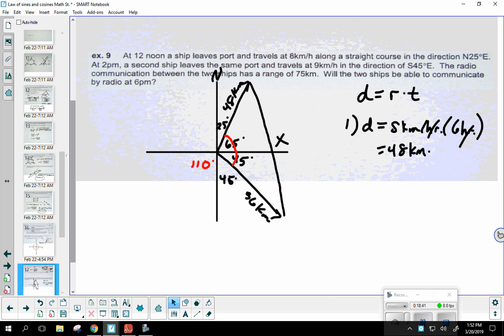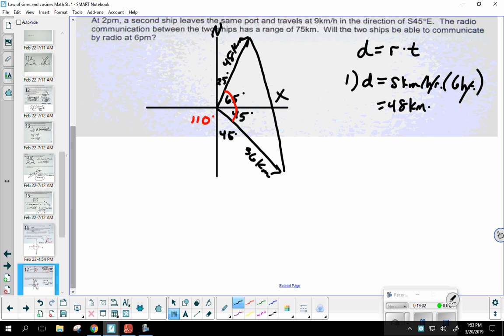Is everybody okay with the fact that that's 110? See, now we have enough information to go ahead and find x, but is it law of sines or law of cosines? Law of cosines. Okay. Because we have a side angle side situation, right? Can anybody tell me what the equation would be? How would I start it?